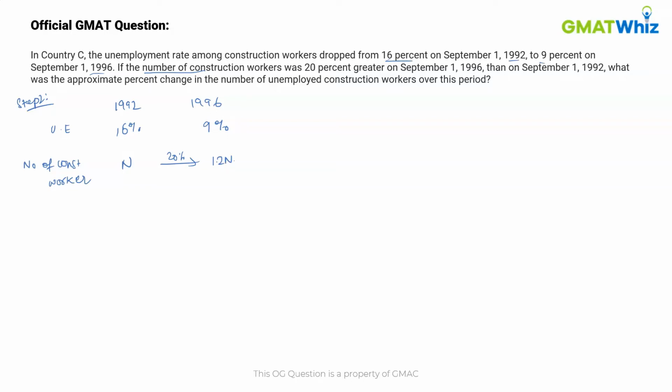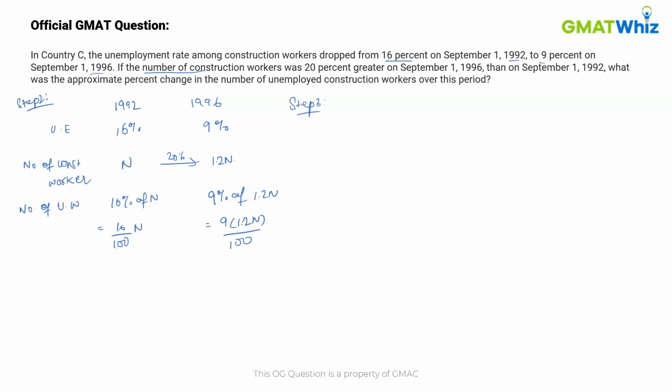Now, to find the approximate change in the number of workers, we need to find the number of unemployed workers. Since 16% of n will give us the number of unemployed workers in the year 1992, we have 16% of n is equal to 16 by 100 times n. And for the year 1996, we have 9% of 1.2n. This gives us 9 multiplied by 1.2n divided by 100. So these are the numbers of unemployed construction workers. We now move on to step 3, which is the calculation.